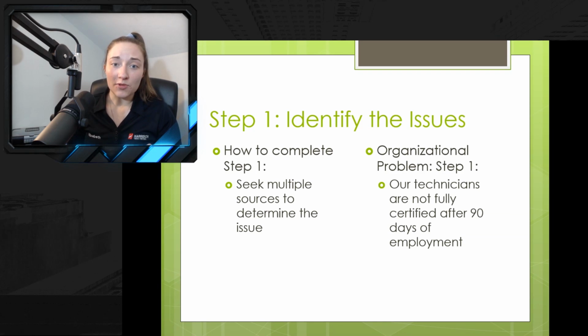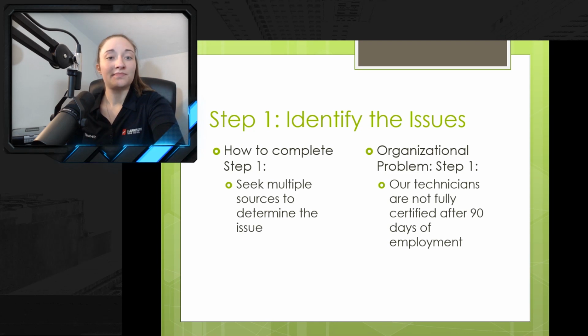How to complete step 1, identify the issues. In any context, you need to seek multiple sources to determine the issue at hand. How we are doing that within Harrison Truck Centers is that our basic issue is our technicians are not fully certified after 90 days of employment. We found this out by talking with technicians, with service managers, and with our corporate trainers.